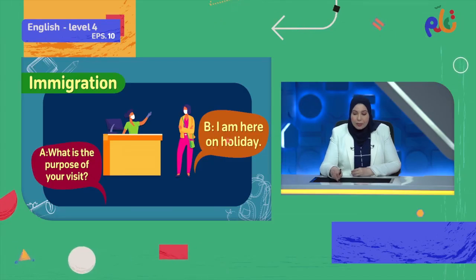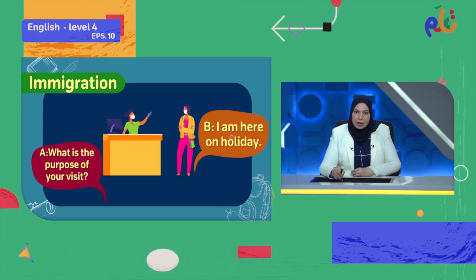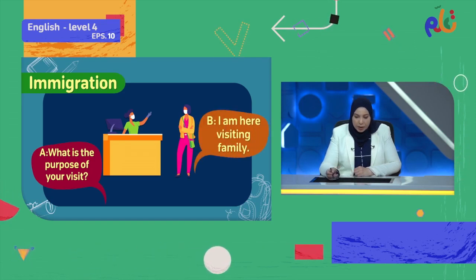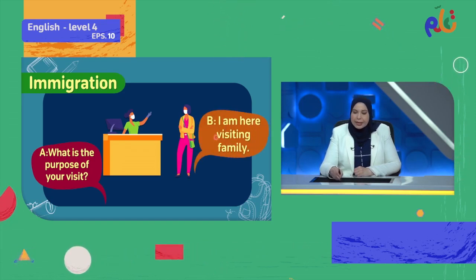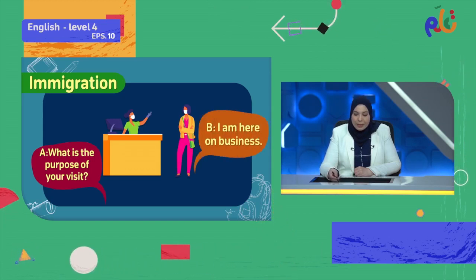I am here on a holiday. So this is the purpose. They are visiting the country for a holiday. Or I am here visiting a family member. Or maybe I am here on business.